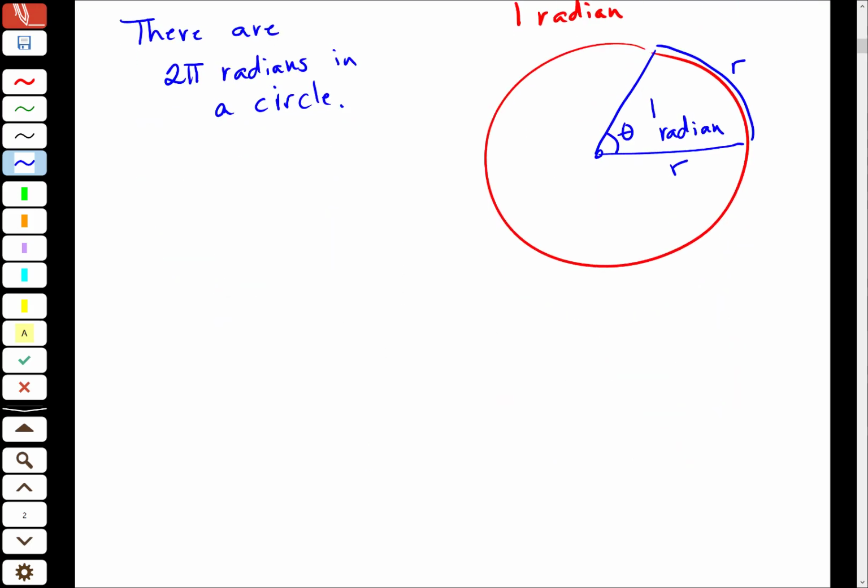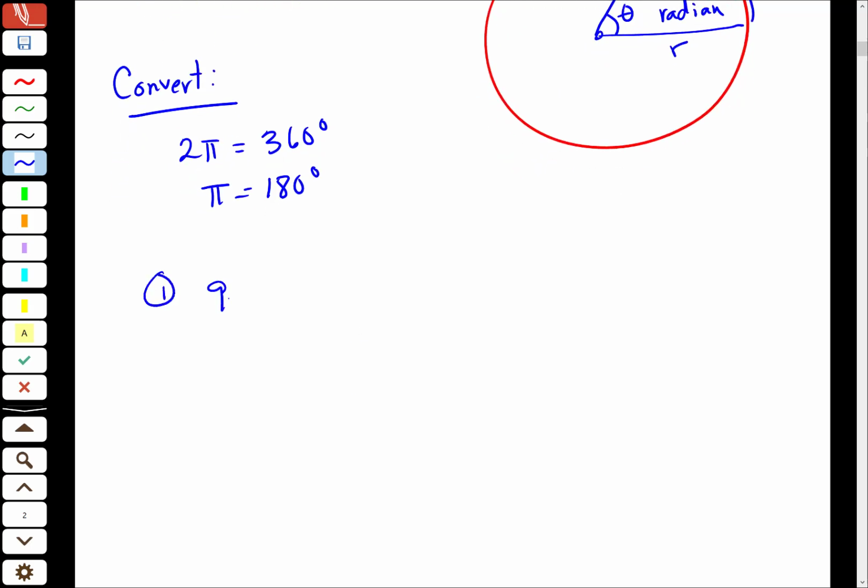Okay, so we're going to convert a couple things to make sure that we know these common angles. So 2 pi is the same thing as 360 degrees. People normally use pi equals 180 degrees as the conversion factor. So let's say I'm thinking about an angle, 90 degrees in radians. I multiply this by pi radians, this is dimensional analysis, divided by 180 degrees, right? 90 divided by 180, because 180 is double, it should be 1/2. So this is either 1/2 pi, or we usually write this as pi over 2 radians.